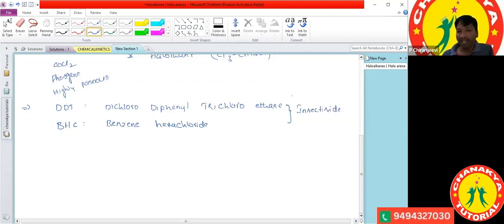Where do they use DDT? To kill the mosquitoes. When malaria used to spread a lot, in the 90s, 95, 96, the government took the step to spread DDT. Before that, in those days, the open drainage system was more.